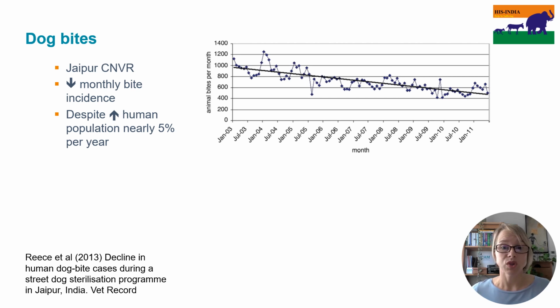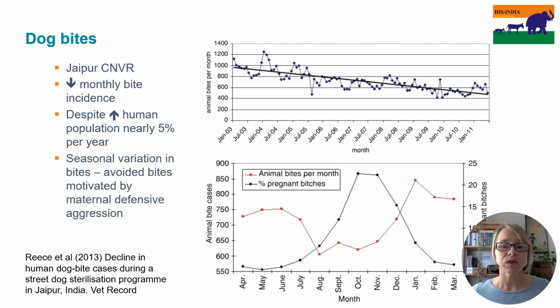This decline will be in part due to there being fewer dogs overall because of the CNVR intervention, and in part due to the vaccination leading to fewer rabid dogs. But dogs bite for many reasons, and rabies is only a relatively small proportion of those. So they also looked at the seasonality of the bites and found that the highest bite rates occur shortly after peak whelping season. So the proposed motivation for some of the bites was actually maternal defensive aggression. These were mothers protecting their puppies from a perceived threat. And sterilisation within CNVR was directly taking away that motivation and therefore reducing the bites.